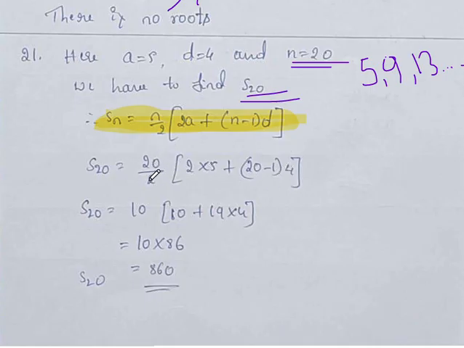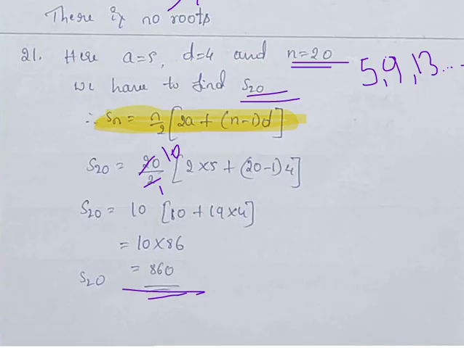So 20 by 2 is how much? 2 ones are 2, 2 tens are 20, so 10 you got here. 2 fives are 10, plus 20 minus 1 is 19, into 4. So 19 fours is how much? 76, plus 10, that means 86 you will get. 86 into 10 is 860. So the sum of the first 20 terms of this arithmetic progression is 860. It is a very simple one if you know the formula.